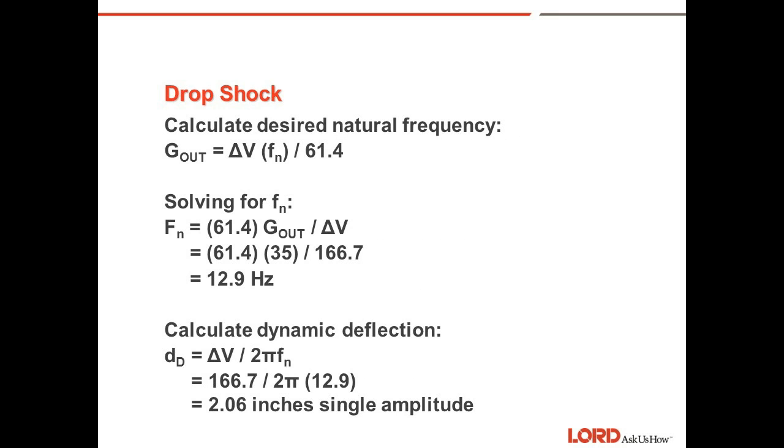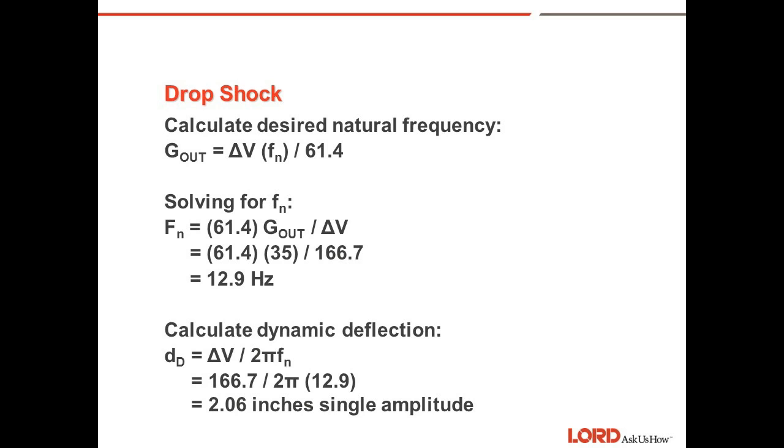We can use this information now to calculate the desired natural frequency. G out is equal to delta V times Fn divided by 61.4. Solving for Fn, we get Fn is equal to 61.4 times G out divided by the change in velocity. That's equal to 61.4 times 35 divided by 166.7. That gives us a natural frequency of 12.9 Hertz.